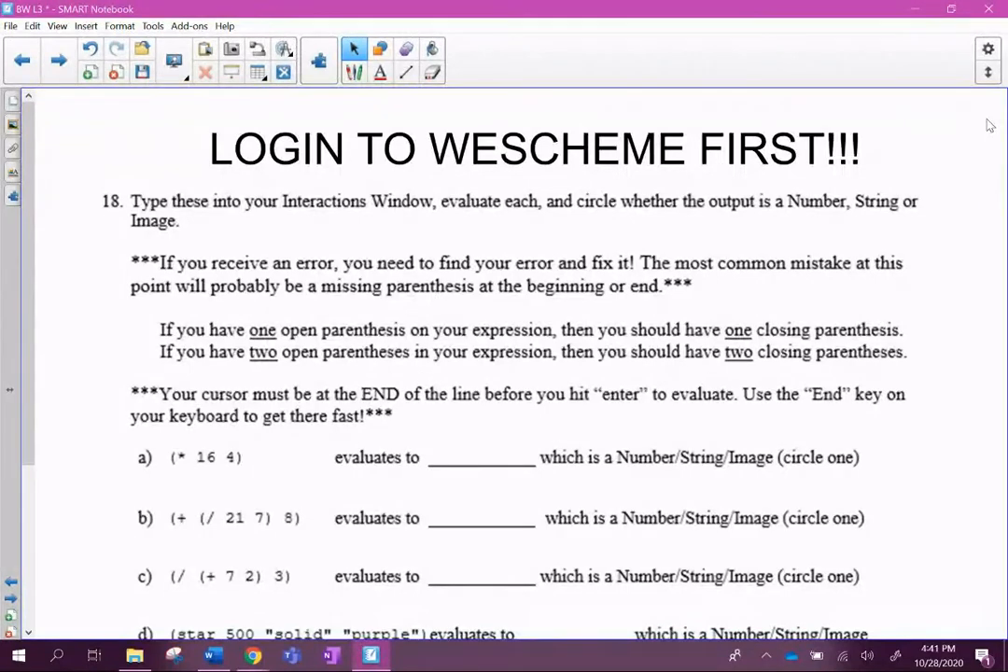What we're going to do is type the following into our interactions window. Evaluate each and circle whether the output is a number, string, or image. If you receive an error, you need to find your error and fix it. The most common mistake at this point is probably missing a parenthesis at the beginning and the end. If you have one open parenthesis on your expression, then you should have one closing parenthesis. If you have two open parentheses, then you should have two closing parentheses. So just keep that in mind.